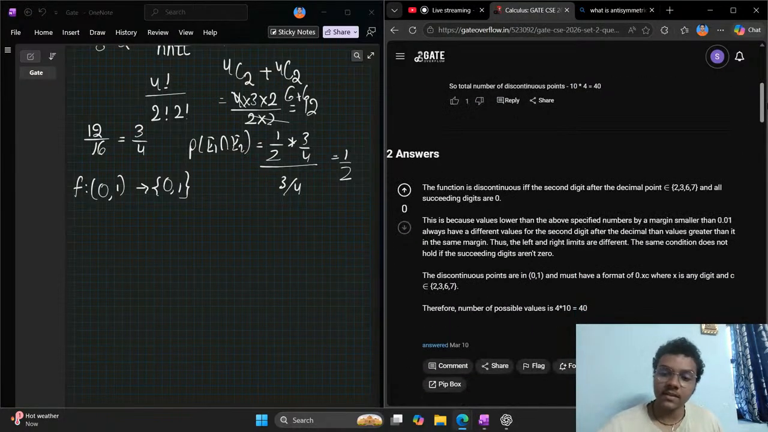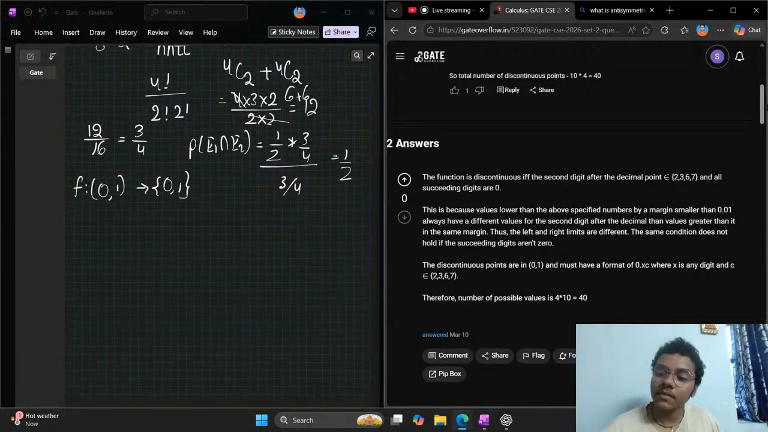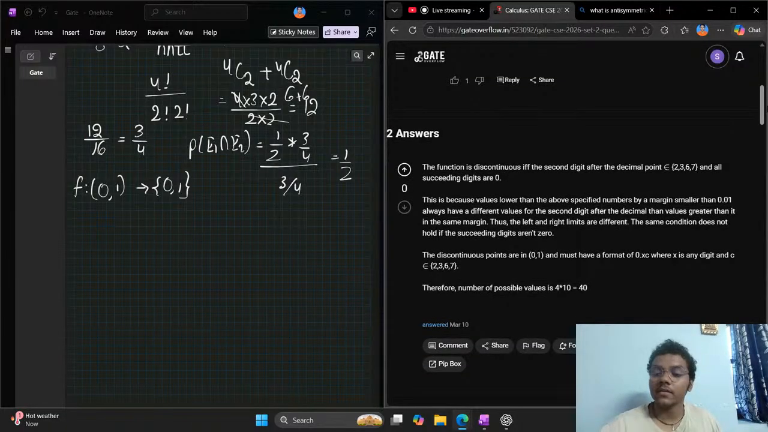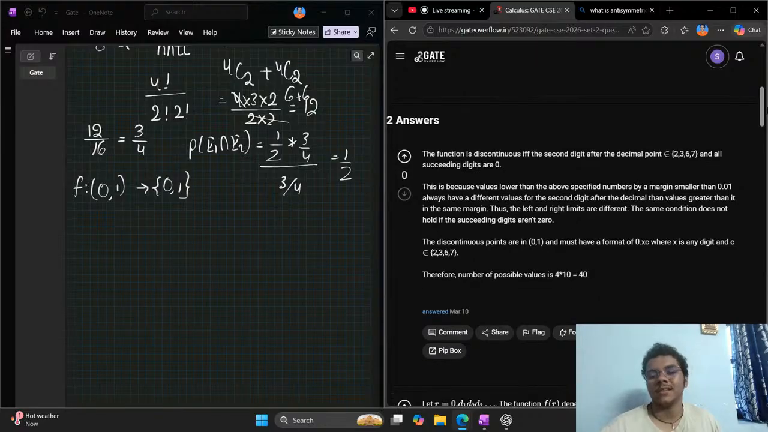Let's try to understand this. The function is discontinuous if and only if the second digit after the decimal point belongs to 2357 and all succeeding digits are 0. This is because values lower than the above specified numbers by a margin smaller than 0.01 always have different values for the second digit after the decimal values. As the left and right limits are different, the same condition does not hold if the succeeding digits are not 0.